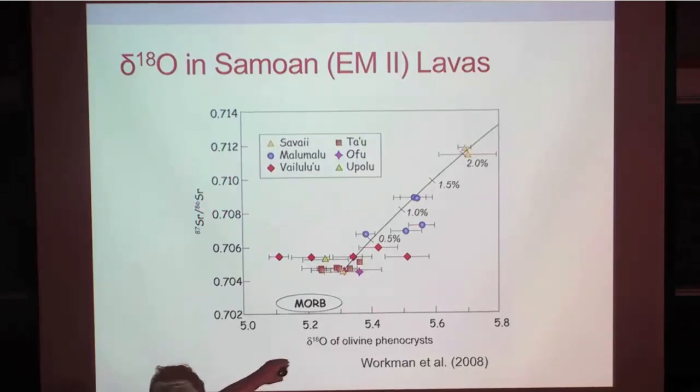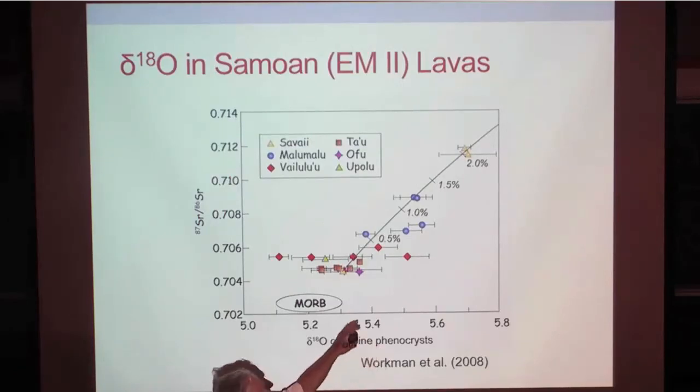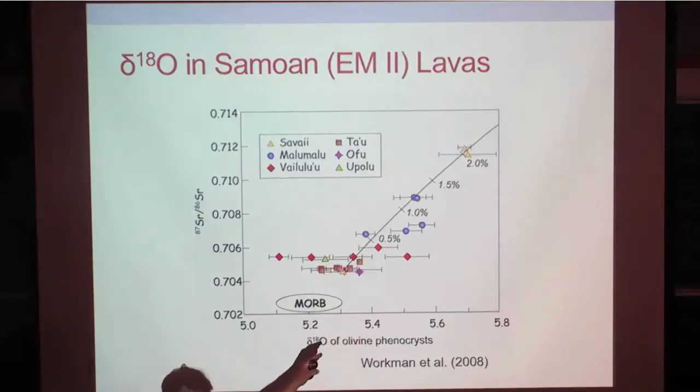But the reason they do the olivines is because you worry a lot about secondary alteration in these samples. Samoa is tropical, okay, and once it starts to rain on the rocks, you can really quickly change oxygen isotope ratios. So the idea here is to pick out nice, shiny, clean olivines that have not been altered. That's the rationale.